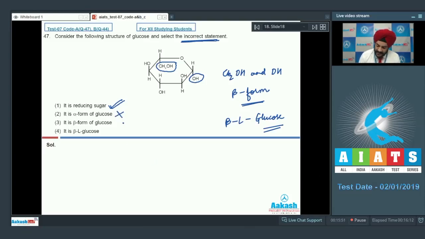This is incorrect, students. We had seen that it is a beta form, since the CH2OH and the OH are parallel to each other. So this is a beta form. Statement 3 is correct. And statement 4 is also correct, that it is beta L glucose. So we have to select option 2 as the correct answer to this question. Let us look at the next question now.